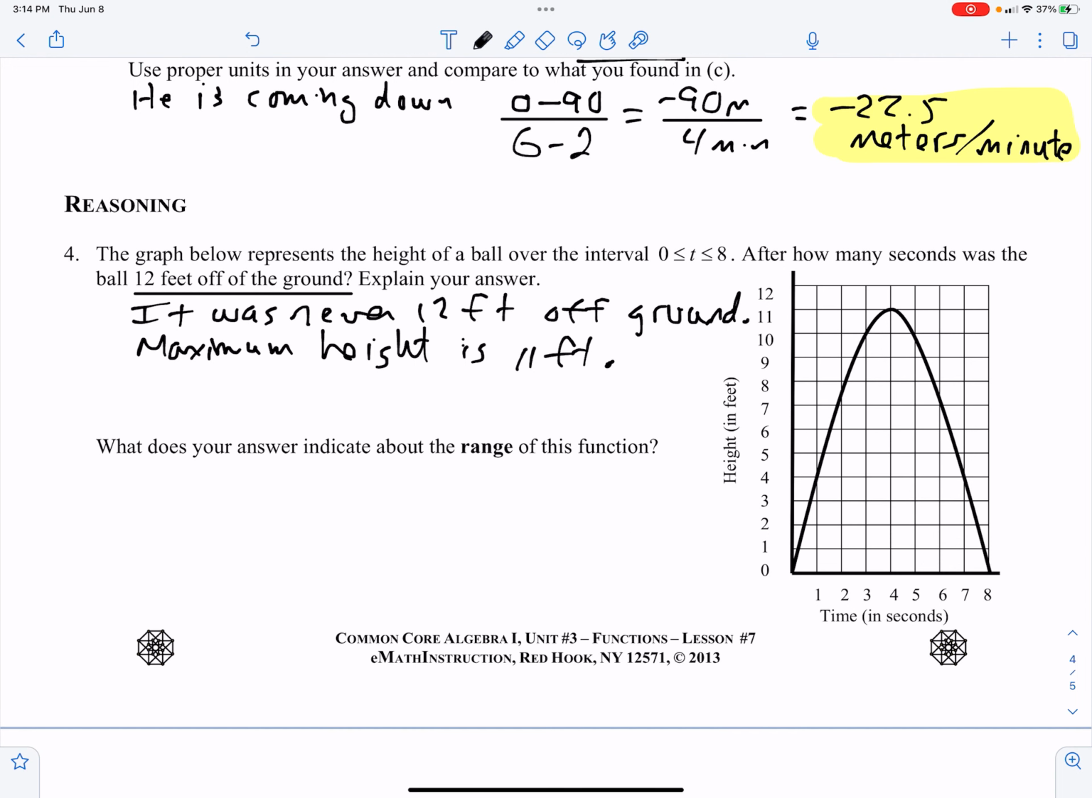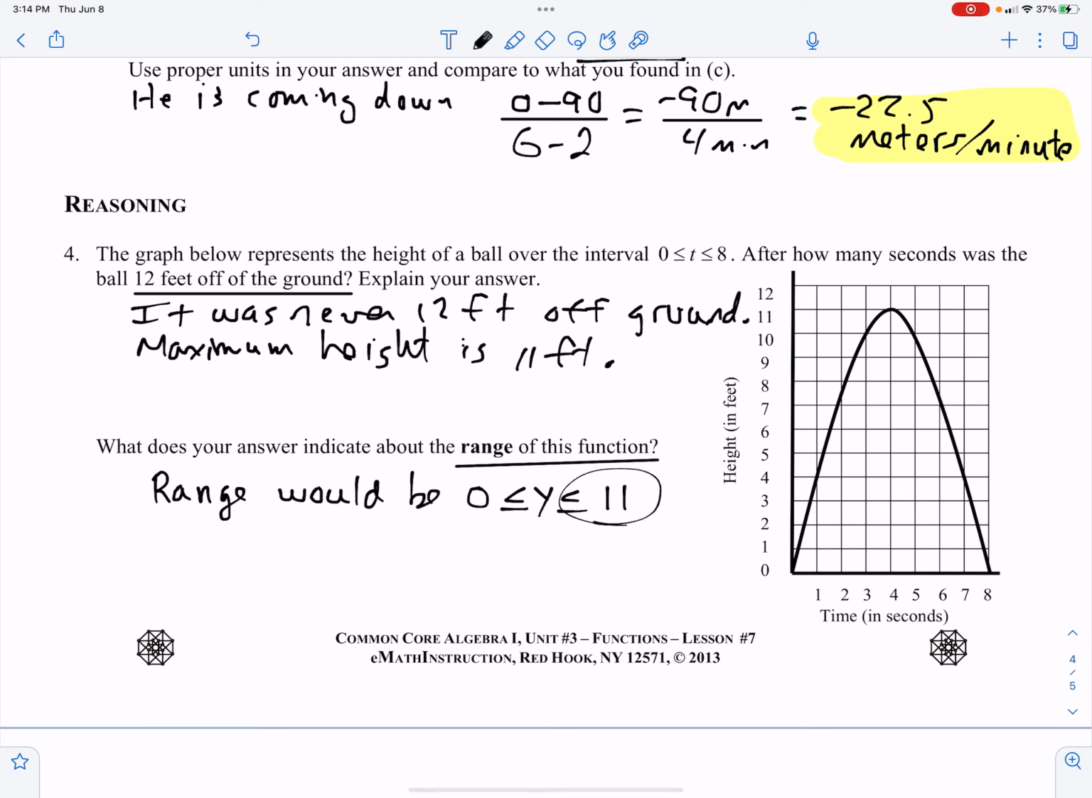What does your answer indicate about the range of this function? Well, the range would be from 0, so the range would be your y values, your height, which is greater than or equal to 0, but less than or equal to 11. It's capped at 11, okay?